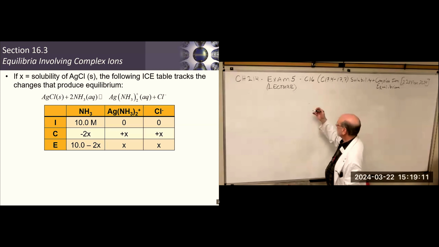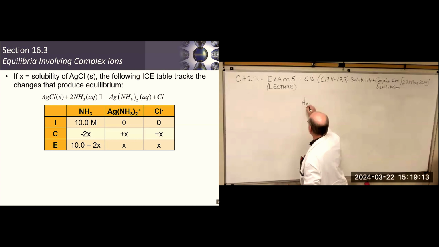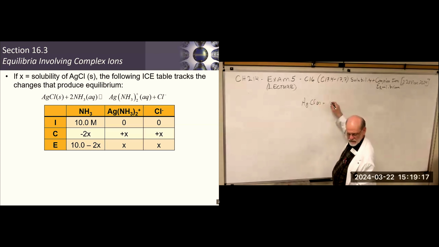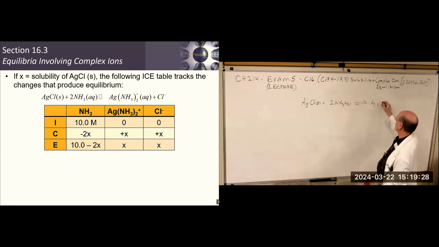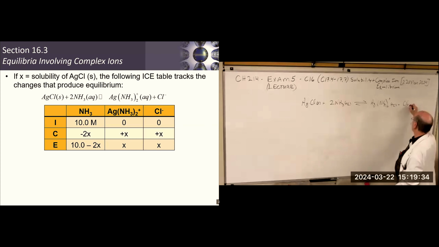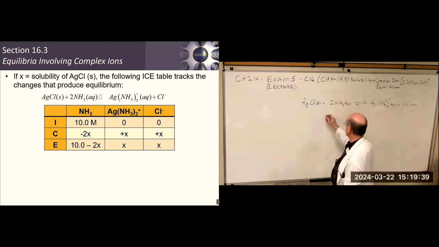Mm-hmm. But if we combine that equation, we get 2 ammonias, and then we get the complex ion plus chloride. Right? Then we set up our ice table.